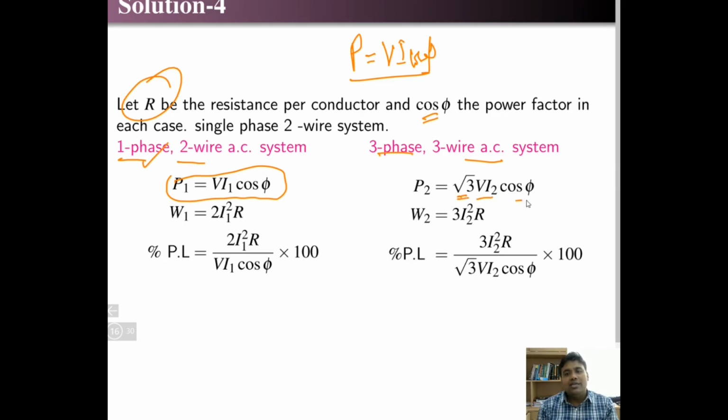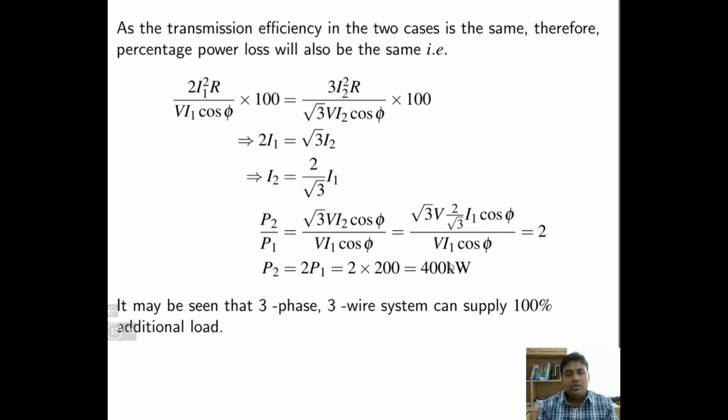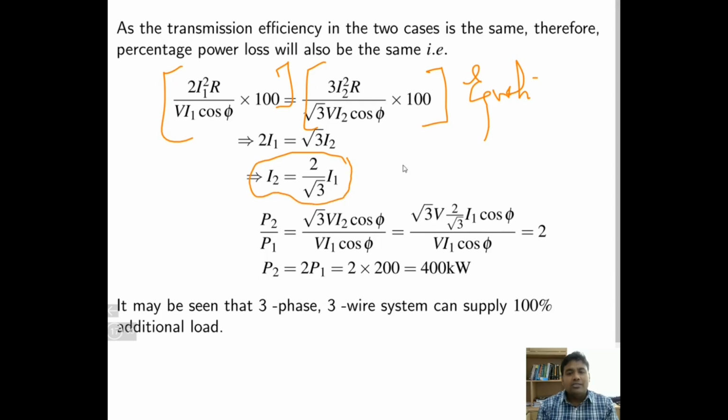So you have line voltage, line current and cos phi, and for loss, here you will have 2 conductors, so 2 I1 square R. Here you have 3 conductors, so the loss will be 3 times I2 square R. Then you can find the percentage power loss as loss divided by power into 100. In both the cases you have to do this, and then you can equate the losses for both the cases. You will find a relationship between the two currents. So I2 is equal to 2 by root 3 times I1.